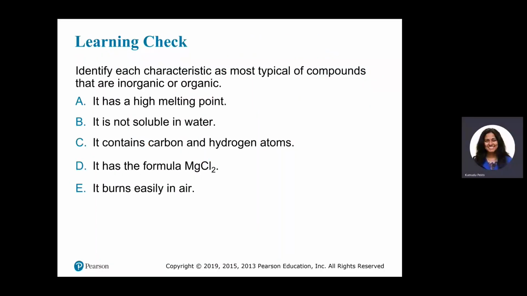A learning check. Identify each characteristic as most typical of compounds that are organic or inorganic. A. It has a high melting point. Yes, it is a characteristic of an inorganic compound. It is not soluble in water. What is that? Yes, that talks about an organic compound. It contains carbon and hydrogen atoms. Yes, it is an organic compound. It's a property of the organic compound.